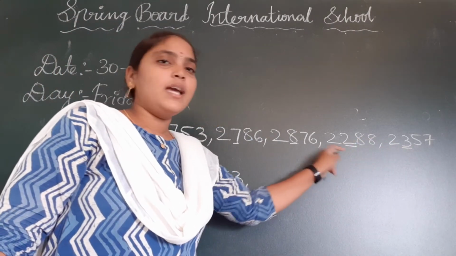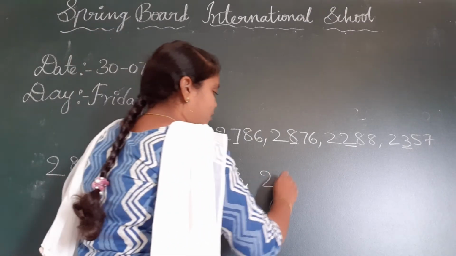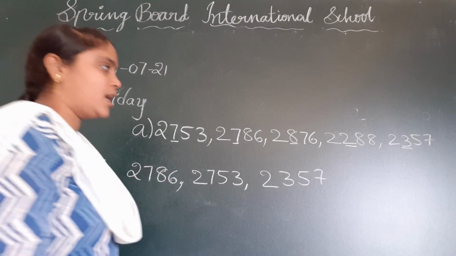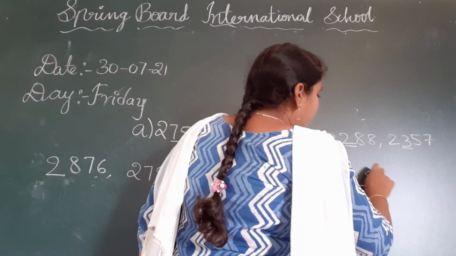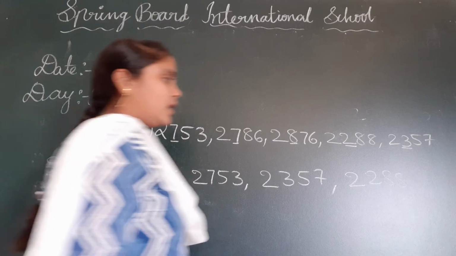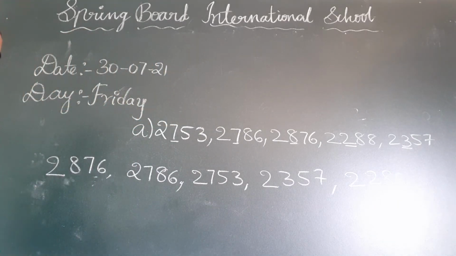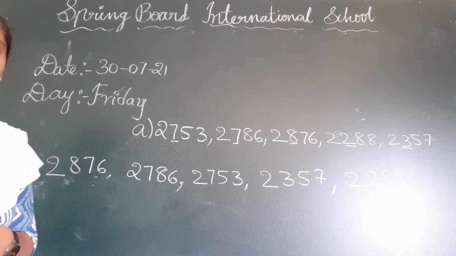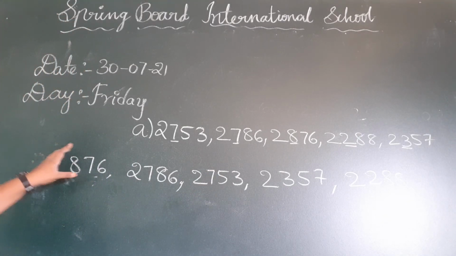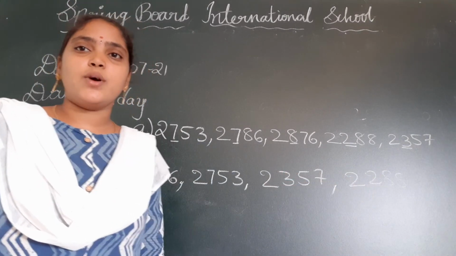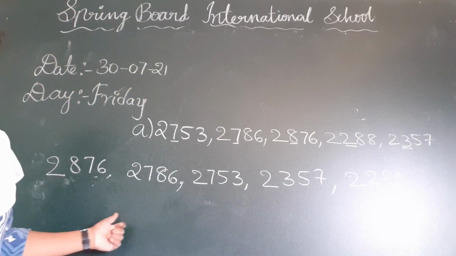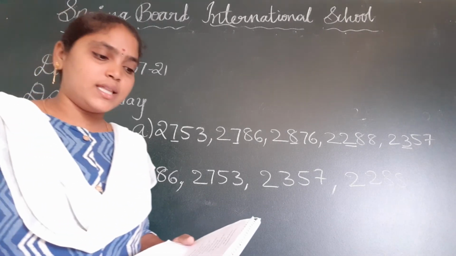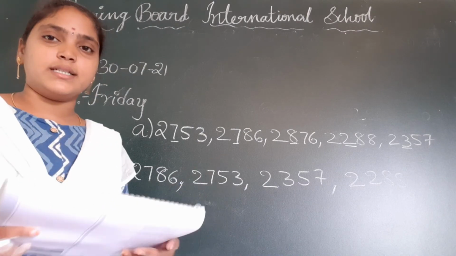Here 300 and here 200. So we know that 300 is bigger. So write 2357 and 2288. So now here you have to check, children. Here I arranged the numbers from biggest to smallest. So this is the biggest number and this is the smallest number. So we can say that these numbers are in descending order.